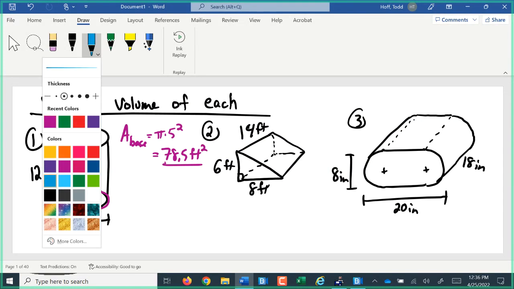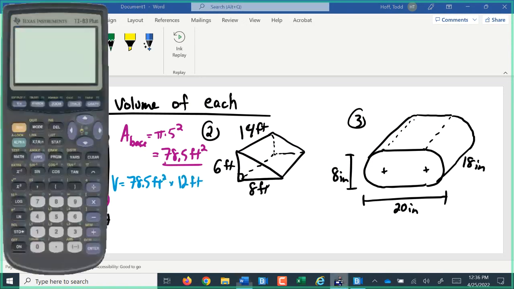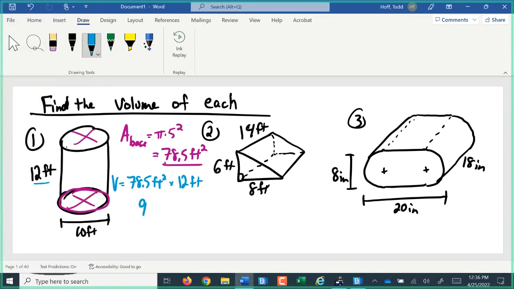So from that, to find a volume, it's the area of the base, 78.5 square feet, times that height of 12 feet. So 78.5 times 12 is 942. Square feet times feet is feet cubed. That's our volume. How many of you had that?